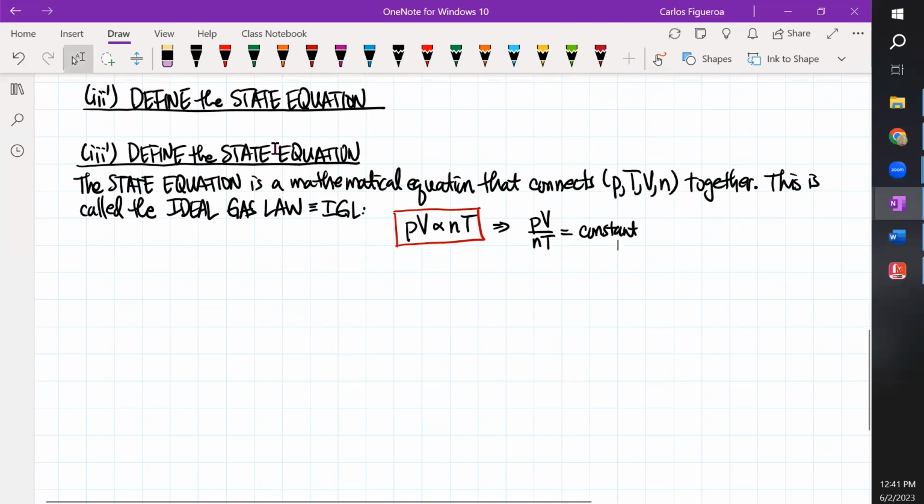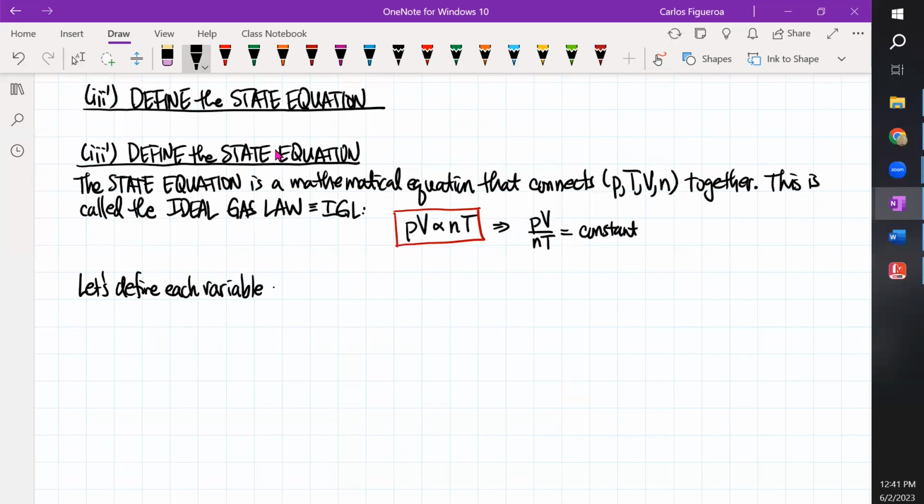So let's define each variable of the ideal gas. So the first one here, which is the easiest, is the volume. We all know what a volume of a container is.